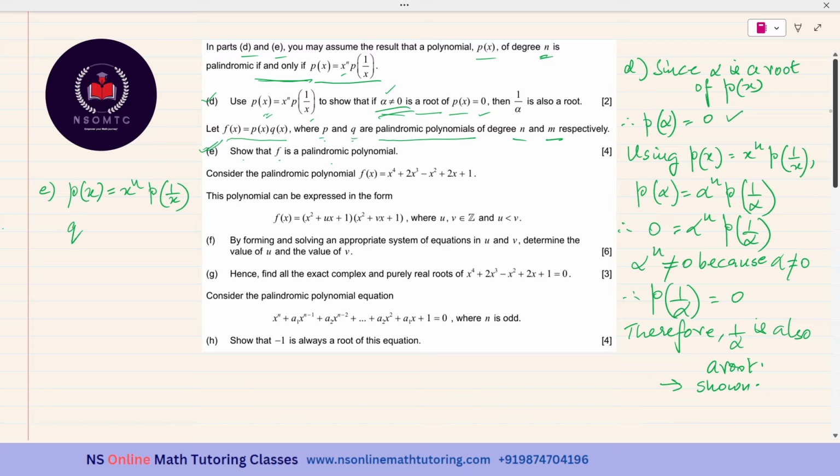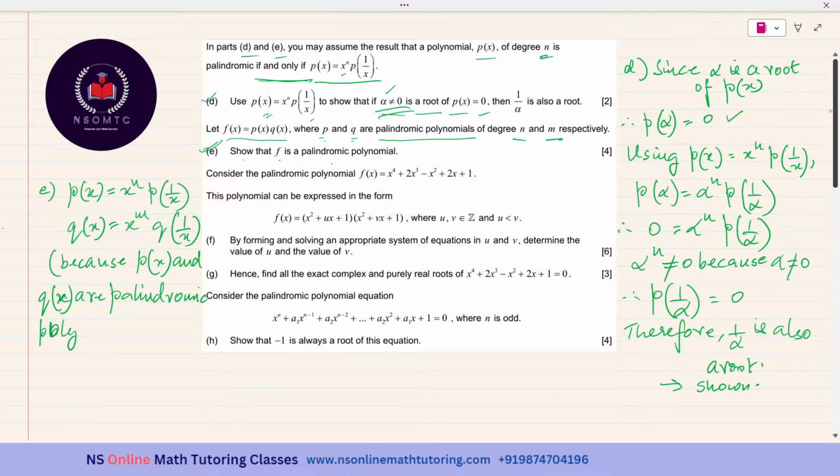Similarly, q of x is equal to x to the power of m times q of 1 over x, because p of x and q of x are palindromic polynomials of degree n and m respectively. I'm not writing the whole thing.